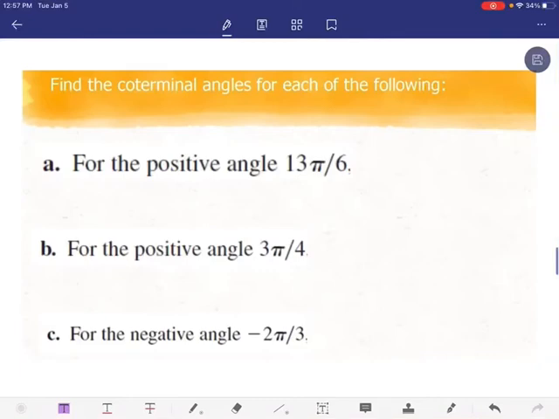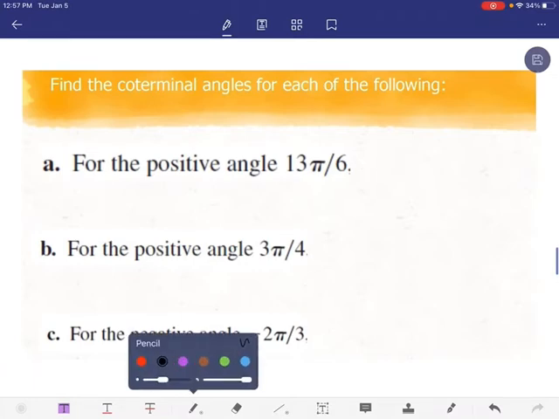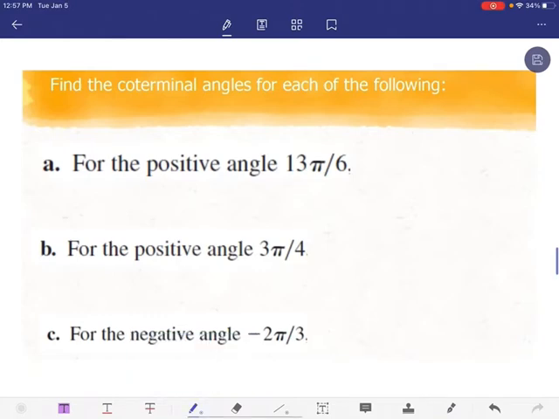Notice that it asks us to find the coterminal angles for each of the following. So remember that with our coterminal angles, in our first example that we did with them, we added or subtracted 360 degrees. But this time, because our angles are given to us in radians, we're going to need to add or subtract 2 pi. So notice that for the first two, it asks us for a positive angle, and for the last one, it asks us for a negative angle.